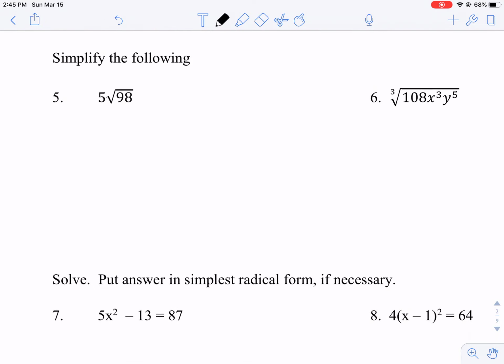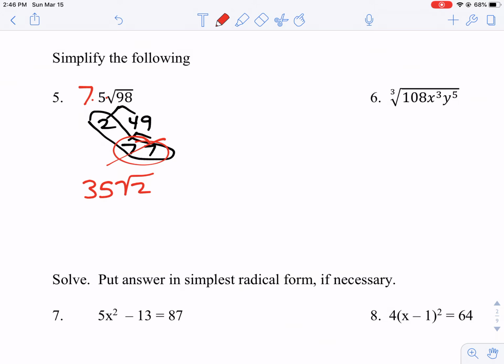Simplify the following. So this is using the prime factorization. 2 times 49. 49 is 7 times 7. Hockey stick. Make groups of 2. For every group of 2, 1 comes out. So a 7 comes out and joins the 5 that's already there by multiplying. 7 times 5 is 35. That 2 stays inside the radical.